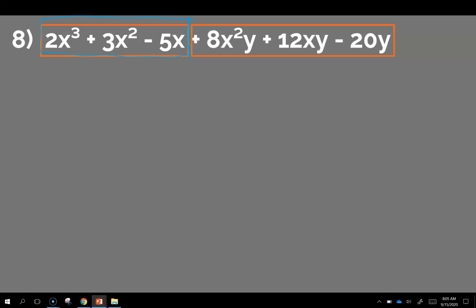What do they all share? They all share an x. So you could technically divide each one of these pieces by x. On my other side, the yellow side, 8x squared y plus 12xy minus 20y. Well, I said y every single time, so we know we're going to divide a y out of all of them.